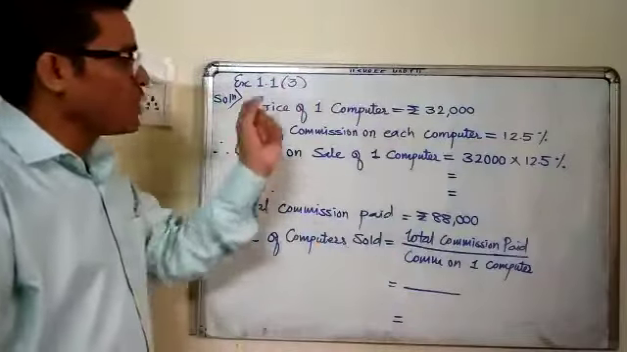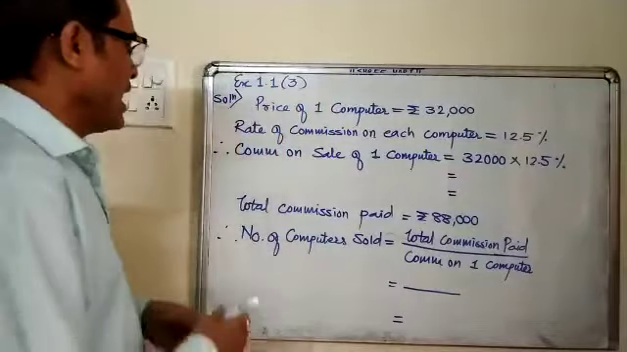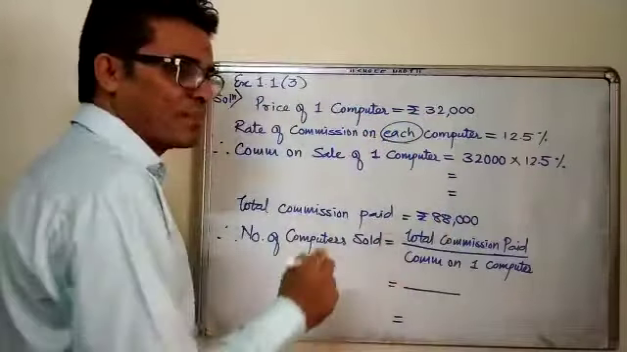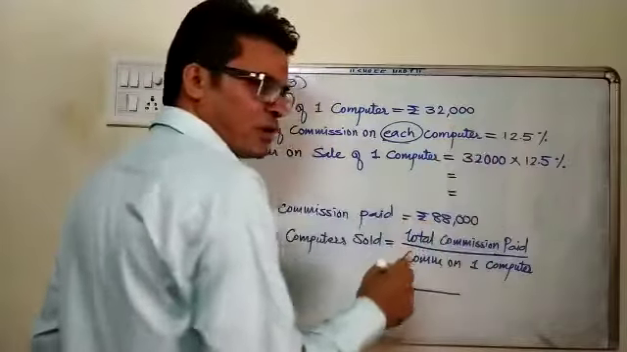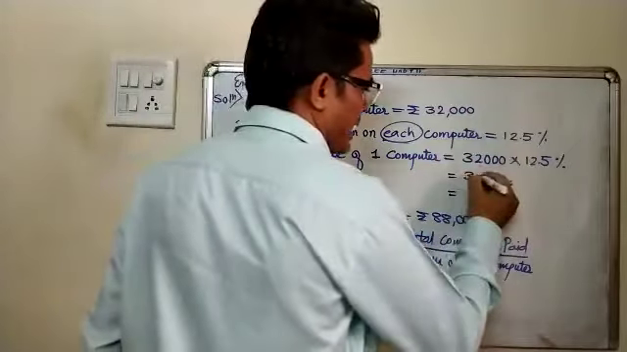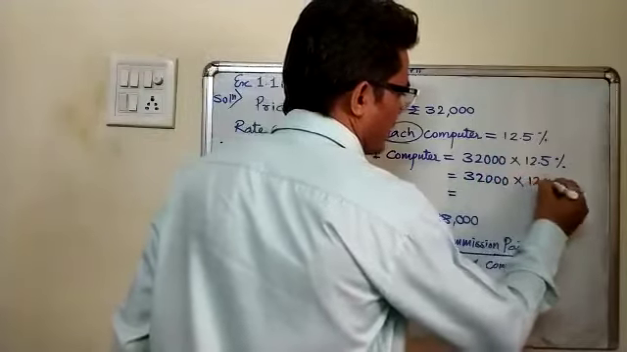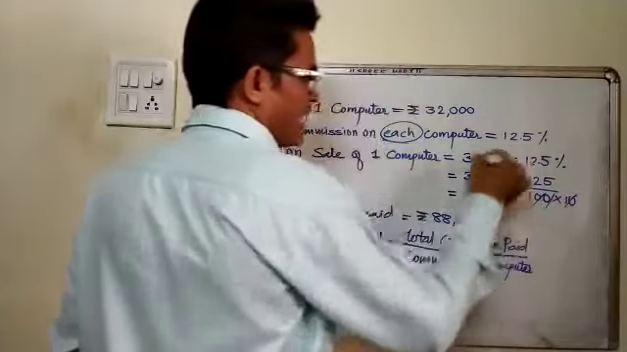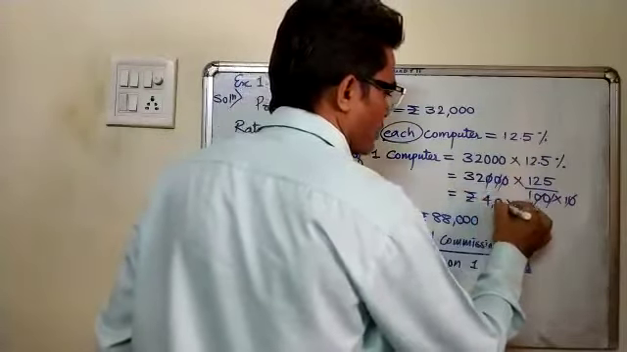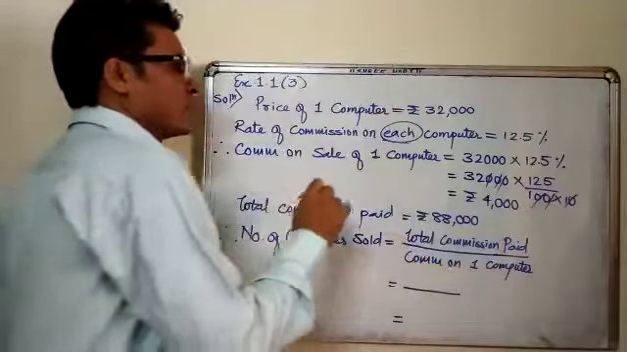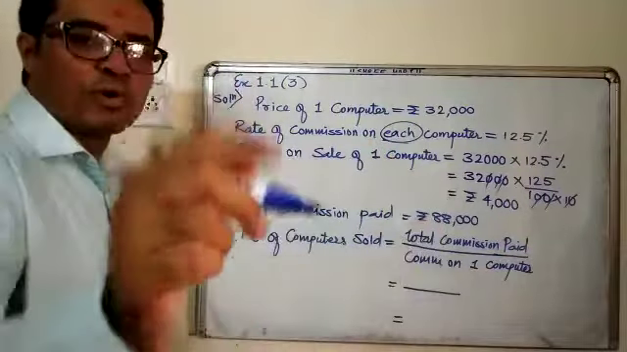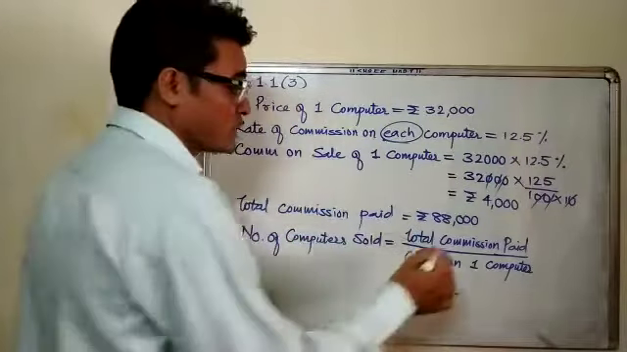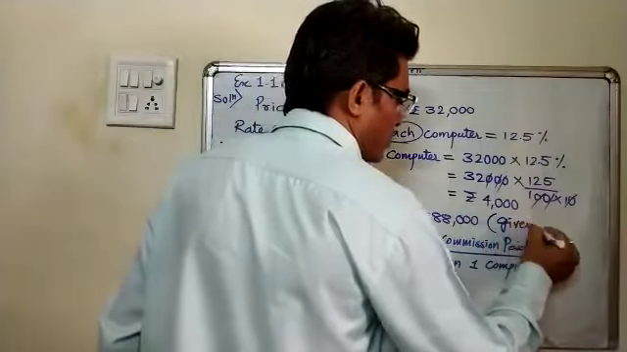So price of one computer 32,000 and the rate of commission on each computer 12.5%. If price of computer 32,000, 32,000 into 12.5%, it comes to rupees 4,000. So commission on sale of one computer is 4,000 rupees. Then total commission. What is the total commission? 88,000. See, this 88,000 is given in your question.